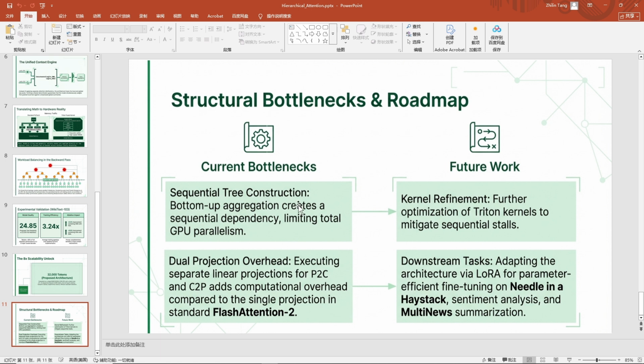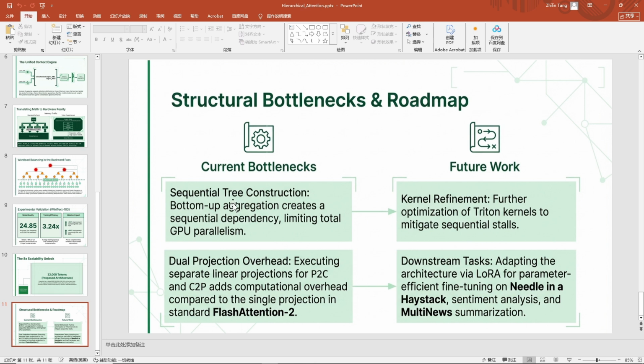And finally, this slide shows current challenges and what we can do in future work. There are still several challenges. First, the bottom-up tree construction process is inherently sequential, which limits how much parallelism we can exploit on the GPU. In addition, repeated projection, which happens on each layer construction, introduces additional computational overhead.